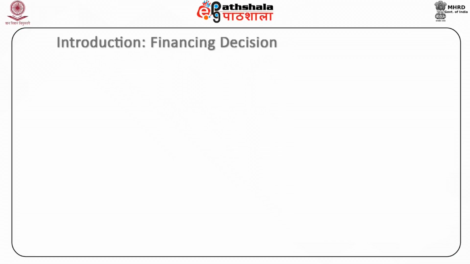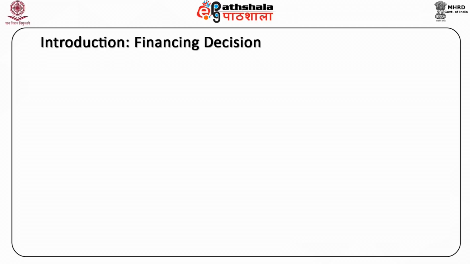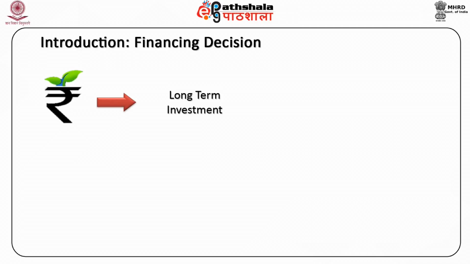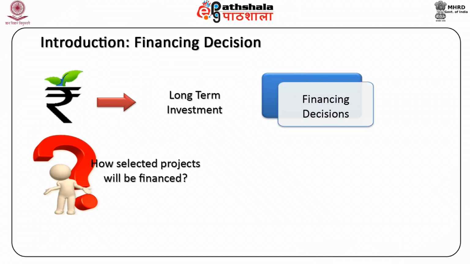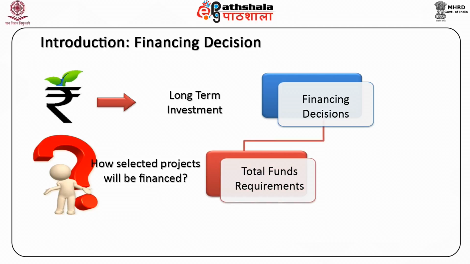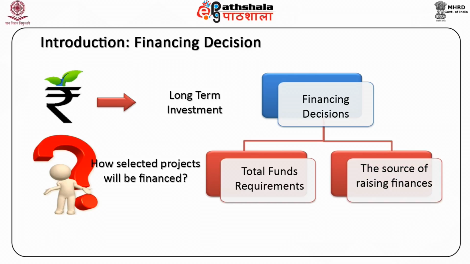A firm's capital structure or financing decision is concerned with obtaining funds to meet the firm's long-term investment requirements. It involves determining how the selected assets or projects will be financed. Broadly, financing decisions involve two components. Firstly, to decide the total funds requirement. This depends on the investment decision of the firm. And secondly, to decide the sources and combinations of sources to raise such funds.